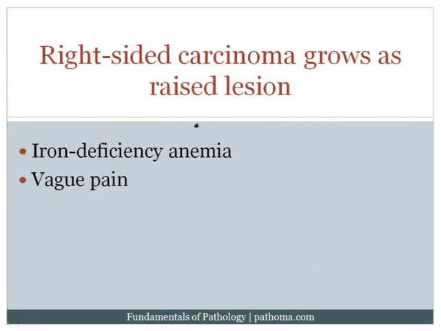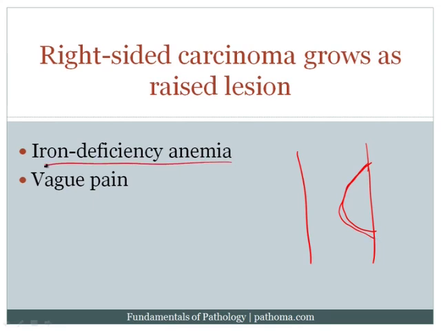the right side. At the same time, we can also develop right-sided carcinoma, and the interesting thing about right-sided carcinoma is that it tends to grow as a raised lesion. So if this is the right side, it tends to grow as this kind of bump or raised lesion on the surface of the colonic mucosa. Now again, this isn't a polyp. It's not arising from an adenomatous polyp. It just simply grows as a raised lesion on the surface. This would then result in iron deficiency anemia.